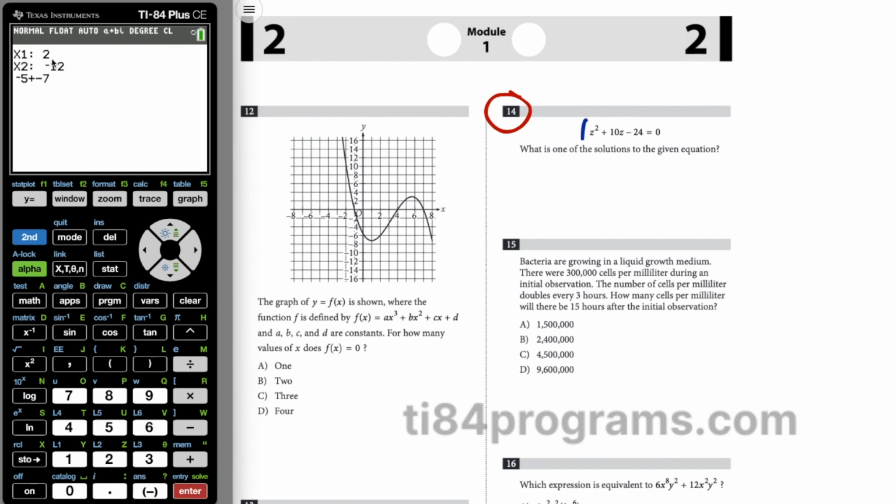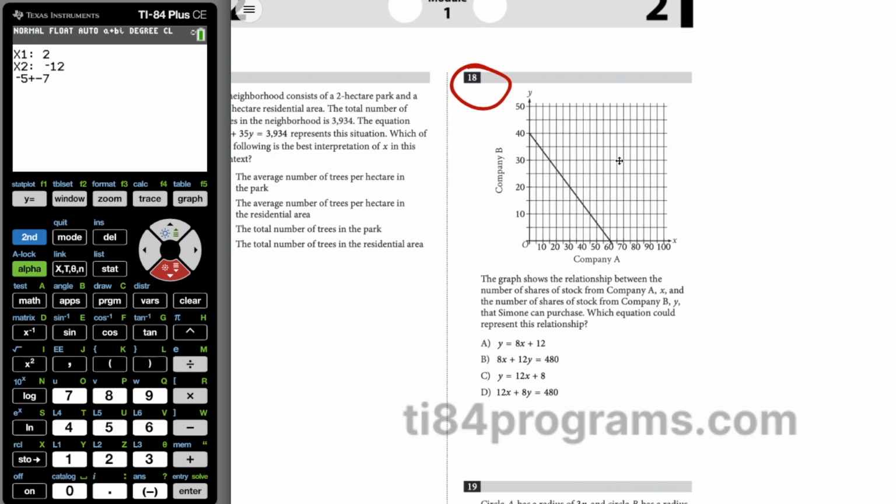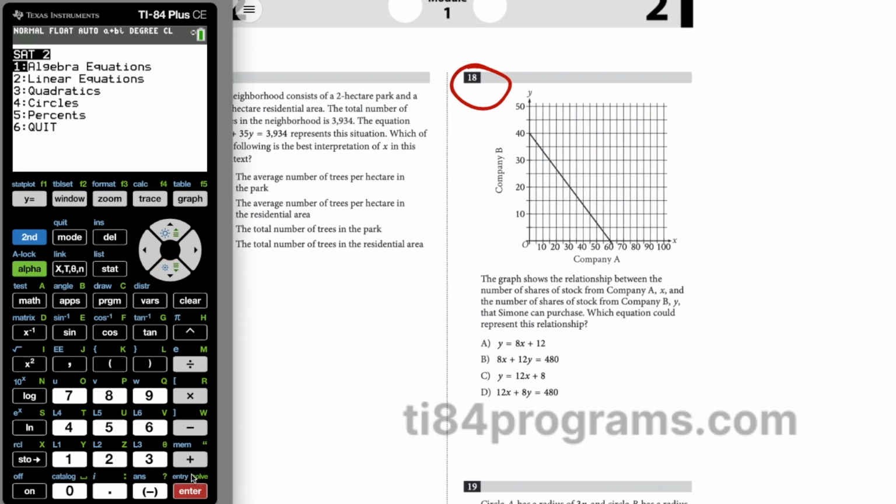So then, oh, okay, cool. The two answers are 2 and negative 12. So one of the solutions would be 2. So that's great. We got that one answered right there. And then we move on down to number 18. And again, this is going to be almost ideally suited for this program.